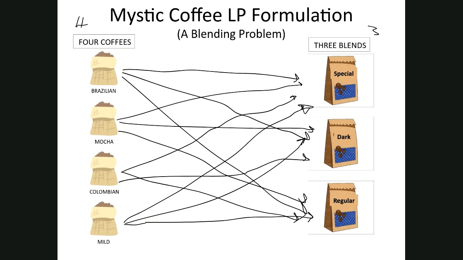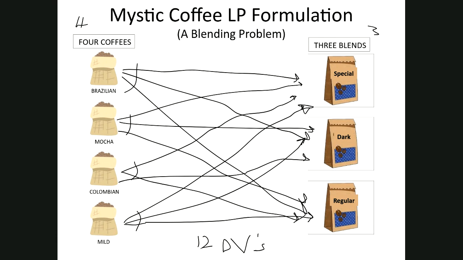So as we saw in our previous Seaboard Trucking problem, each one of these arrows in this diagram will represent a decision variable. So hopefully right away you can see how many decision variables we have. If nothing else, even if you can't define it right now, you can see we have 12 decision variables. There's 3 options for the mild, 3 for the Colombian, 3 for the mocha, 3 for the Brazilian. So there's 12 decision variables. And again, we're going to use this structure to help us construct our constraints. And we'll see how that works in a few slides.